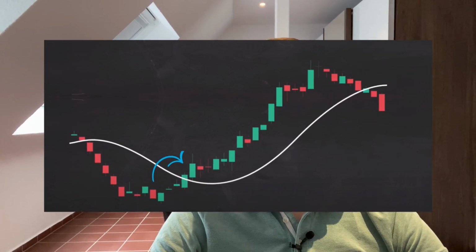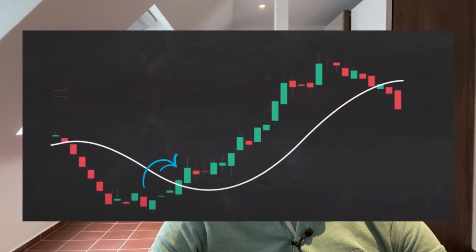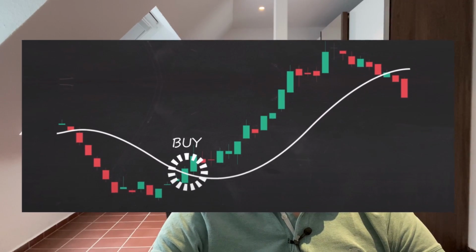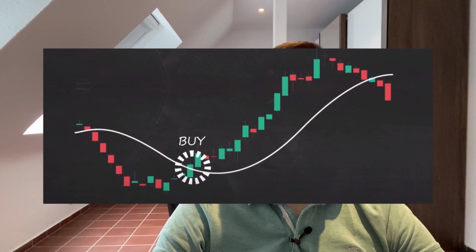Today we'll look at how the moving average can be used to define when to buy and when to sell. So let's look at it at the most basic level. When the price crosses up and over the moving average, many traders take this as a signal to buy.